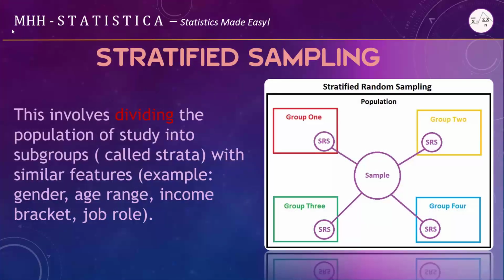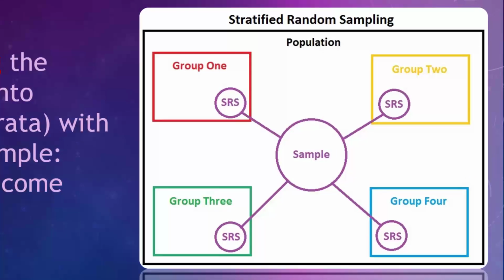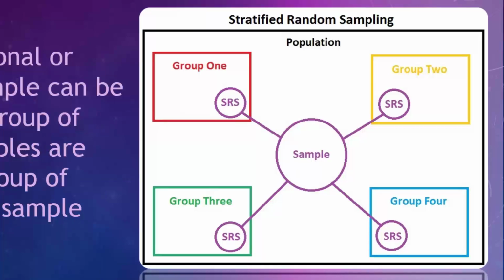The next one is stratified sampling, which involves dividing the population of study into subgroups called strata with similar features. Example: gender, age range, income bracket, etc. This means you calculate how many people should be sampled from each group. Then you use random or systematic sampling to select a sample from each group. Either a proportional or non-proportional sample can be selected.